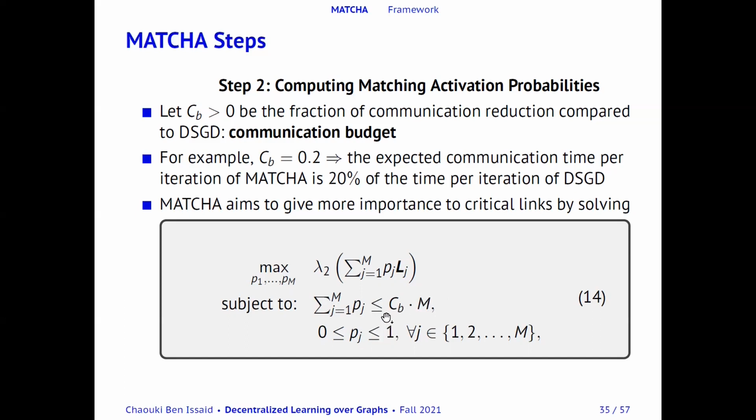The second constraint is simply ensuring that the activation probabilities are well defined, that is, p_g is between 0 and 1 for every g in the set 1, 2, until M. Since the algebraic connectivity lambda 2 is a concave function, it follows that the optimization problem introduced in equation 14 is a convex problem, and thus it can be solved efficiently.